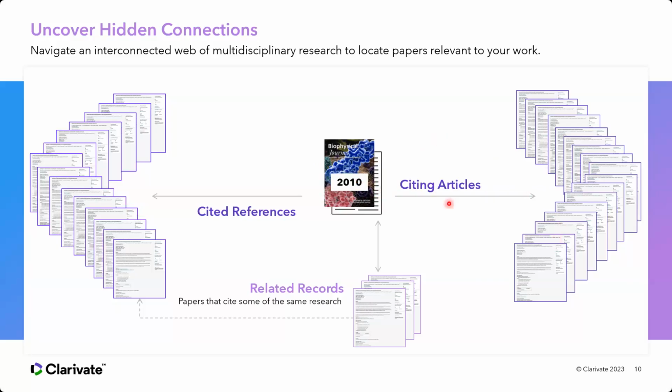So looking at the citing articles, which are clickable on Web of Science through the citation counts, okay, you would see newer publications here.